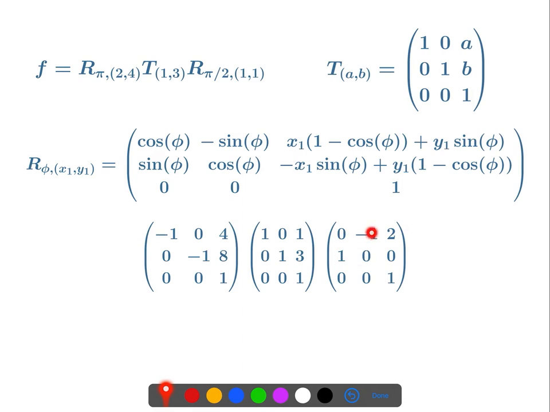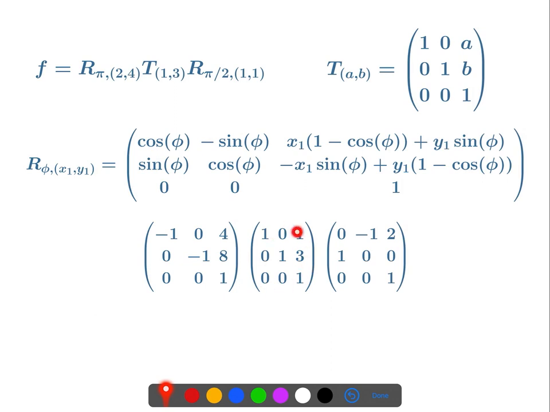So 0 for the cosines, and the sines are 1. And this is a minus sign here, so it's -1. 0, 0, 1s, and then these two I have to figure out. But again, phi is pi halves here, so this is 0, and this is 1. And so we just have x1 plus y1. And since these are both 1, we're just going to get 1 plus 1, which is the 2 here. With the sine being 1 again, and the cosine being 0, this is going to be minus x1 plus y1. So it's -1 plus 1, and so this is 0. So that gives me this matrix corresponding to R of pi halves comma 1, 1.